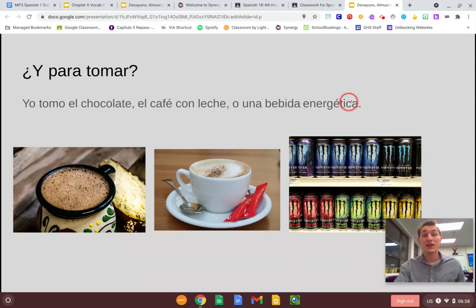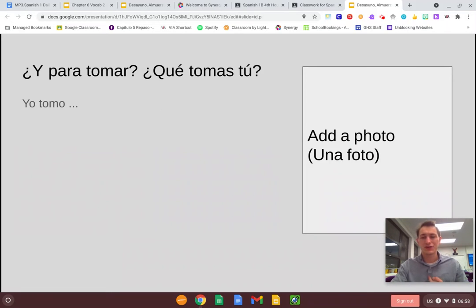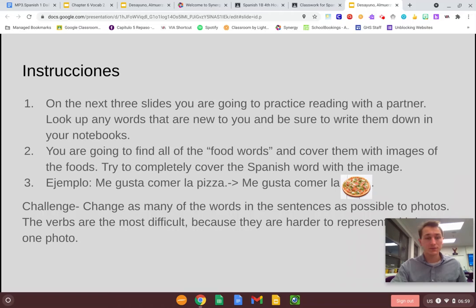Una bebida energética. I know a lot of you drink these, el monstruo, the monsters. A mí no. No tomo muchos monstruos. I don't drink a lot of those. Y para tomar, ¿qué tomas tú? So, what do you drink? Yo tomo, fill out the sentence, I drink blank, and you could add para el desayuno, for breakfast, or you could leave it just, I drink this. This is what I drink. You're going to add a photo. Añade una foto.